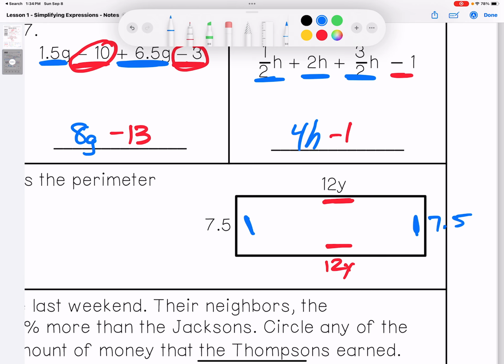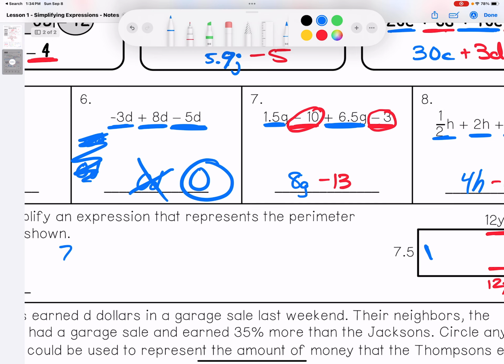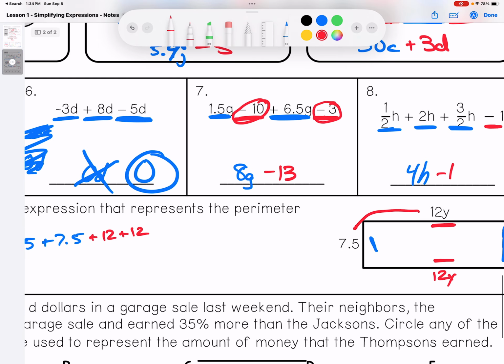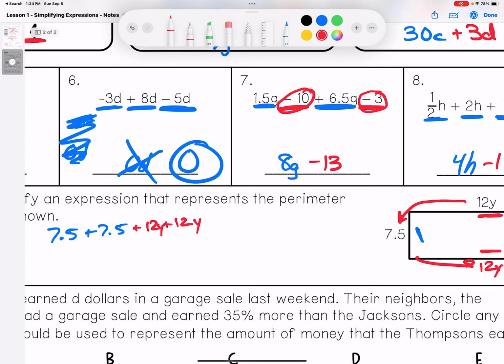Okay, so 7.5. There we go. So we have 12y. So we have 7.5 plus 7.5 plus 12y plus 12y. That's how we're going to figure it out. We just add all of these up, right? The 12 has a y, my bad. We just add them all up. That's all I've done. I just put them all together.